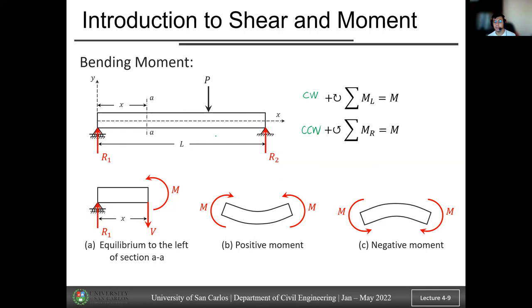Okay, so this is what the positive moment looks like. So it bends downwards, that's what we call a positive moment. If it bends upwards, that would be a negative moment. So it looks like a bump, right? But most probably the behavior of most beams would be positive moment because again, all of the forces acting upon the beam are all downwards.